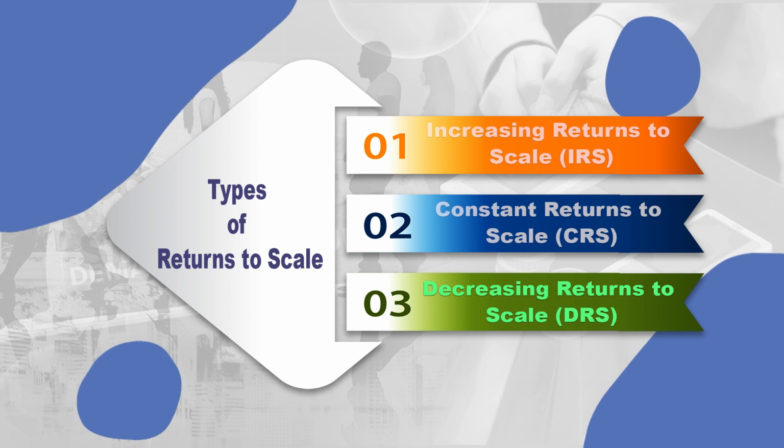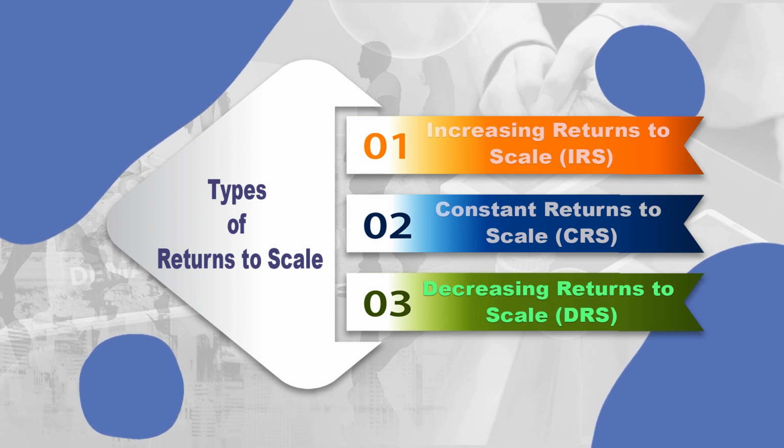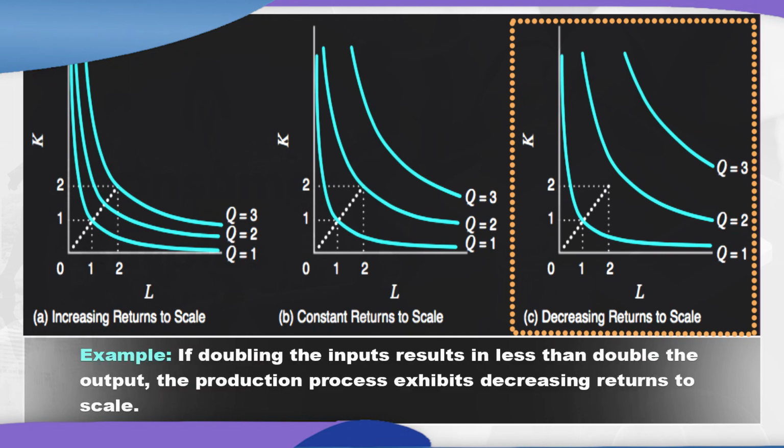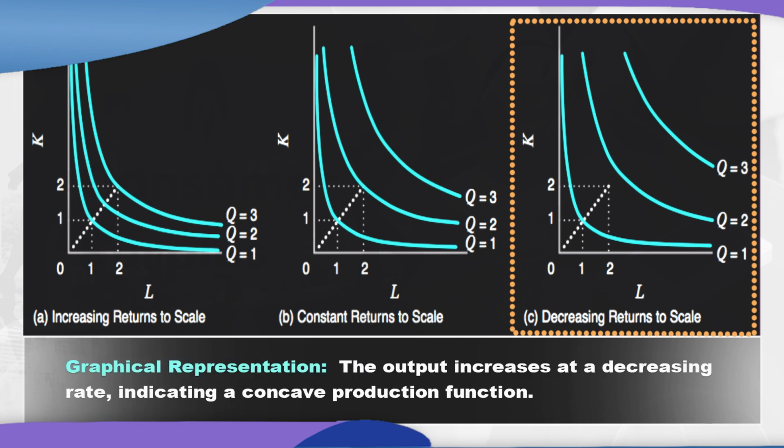Now moving to the third part, that is decreasing returns to scale. This phenomenon occurs when a proportional increase in all inputs leads to less than proportional increase in output. So for example, if doubling the inputs results in less than double of the output, the production exhibits decreasing returns to scale. Output increases at a decreasing rate, indicating a concave production function or a concave curve.